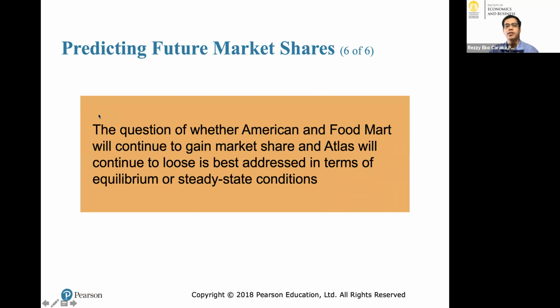So in terms of the equilibrium or steady state condition, the leader American and Food Mart will continue to gain market share, and Atlas will continue to lose its base.